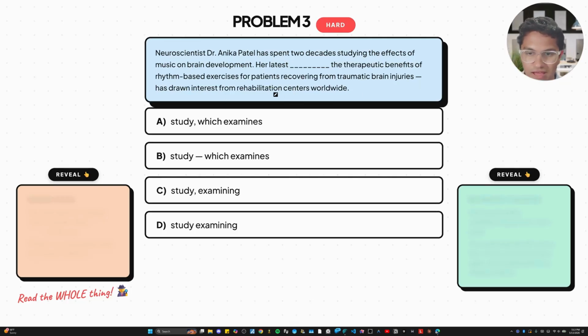Her latest study, which examines the therapeutic benefits of rhythm-based exercises for patients recovering from traumatic brain injuries, has drawn interest from rehab centers worldwide. This part before isn't a full complete sentence, so we're going to be having B, which works, since all of this is just expanding on what she studies, and it's just more descriptive information. Now, if we test it with only study and go straight into has drawn interest: her latest study has drawn interest from rehab centers worldwide. The sentence is a complete sentence, which means B is going to be the right answer here.